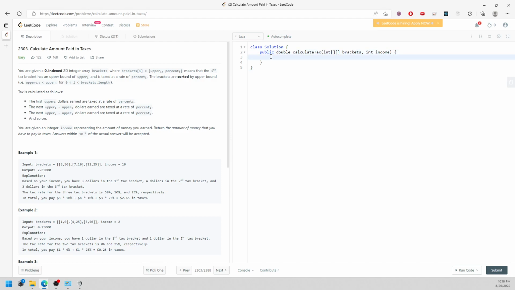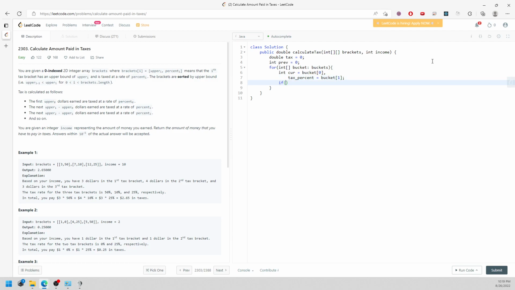So what do you actually need to code? You need to return a double, so it's going to be double tax equals 0. You also need to store the previous value, so when you traverse the buckets, you know what your previous bucket is. I will have upper represent the current value, so current price equals bucket 0, and the tax percent equals bucket 1.